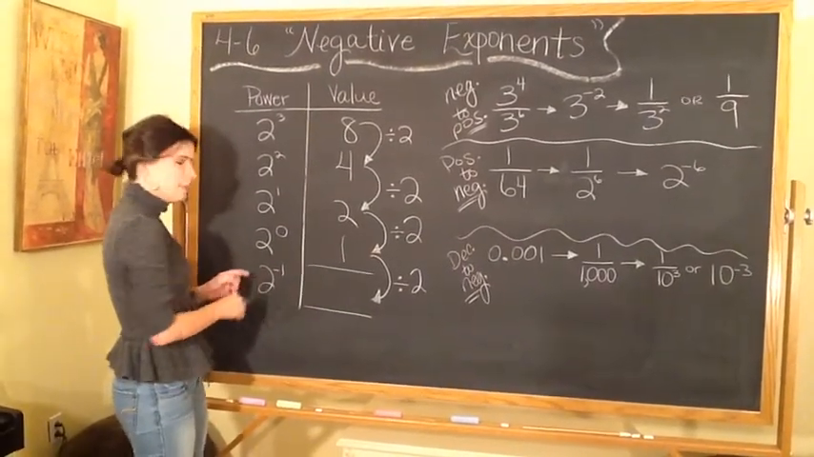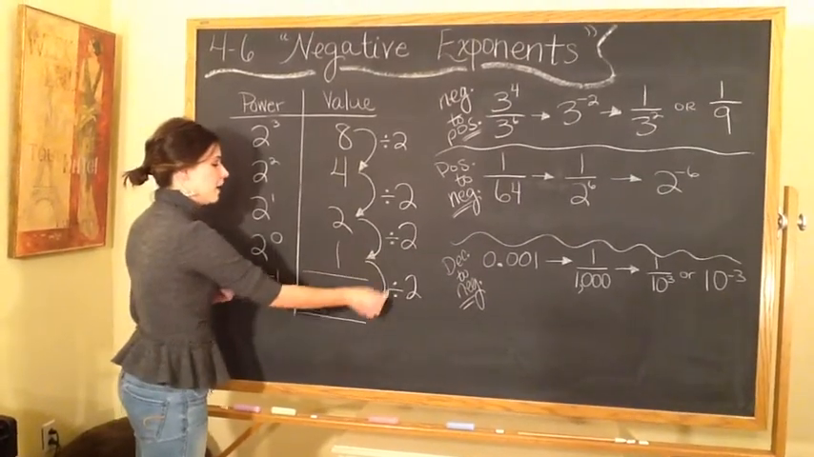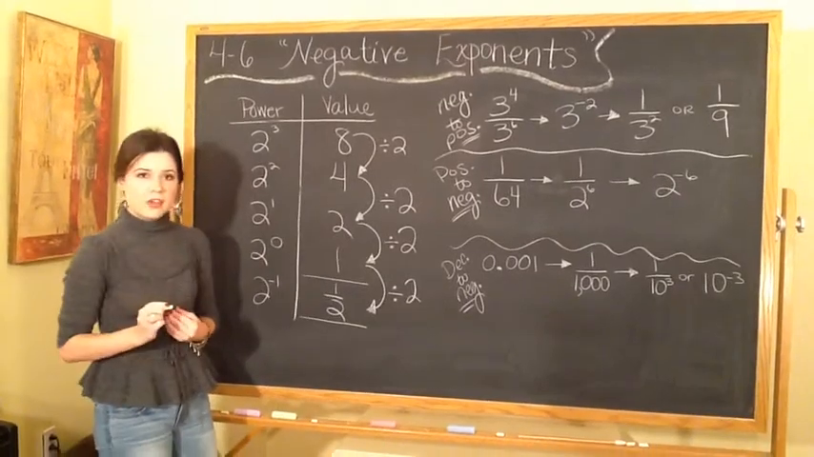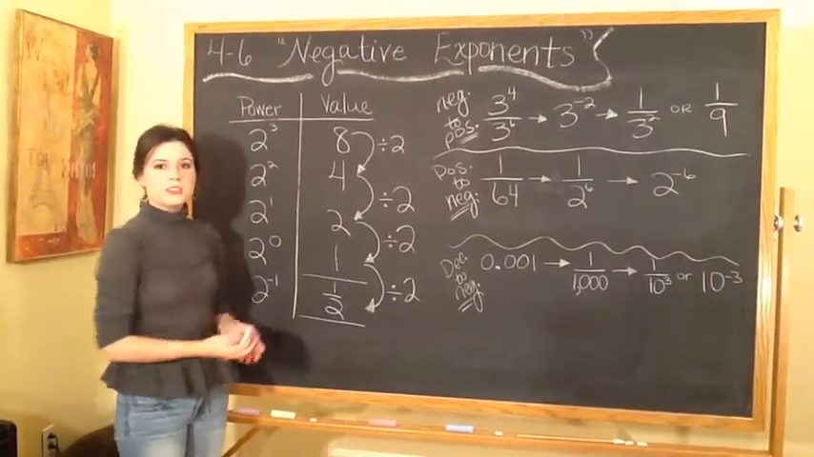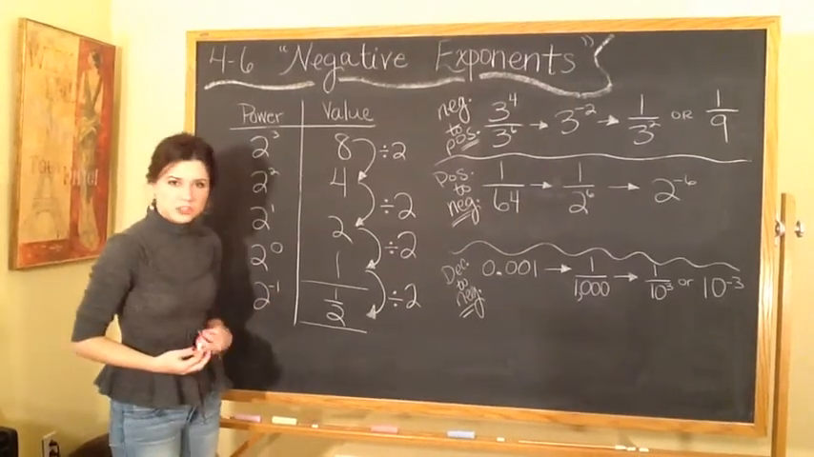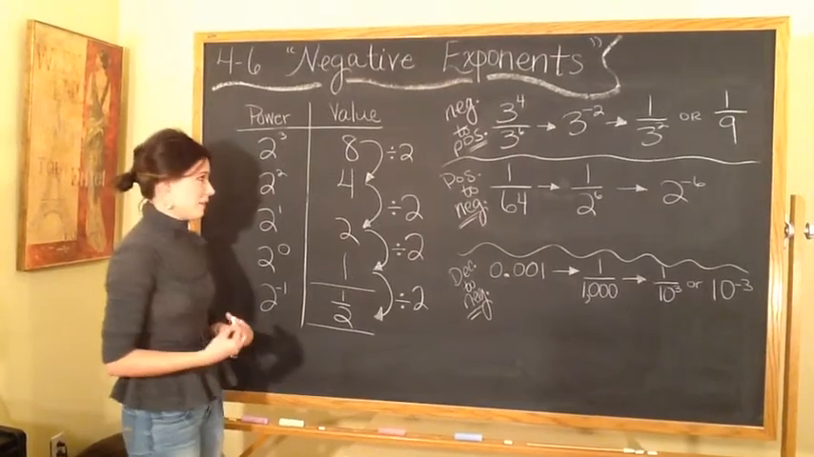But if we're talking about a negative exponent, what are we going to have? If I divide 1 by 2, I'm going to be left with 1/2. So with negative exponents come fractions and decimals. This means that we're talking about a portion of something. So we're not talking about a whole number, we're talking about a part of something.